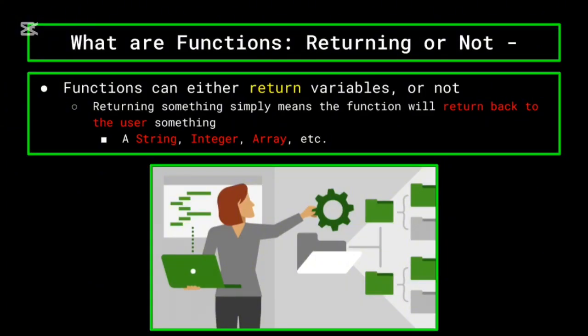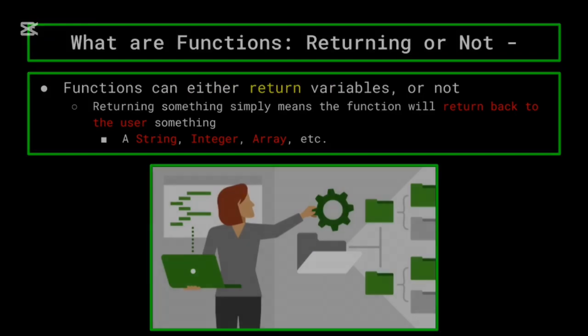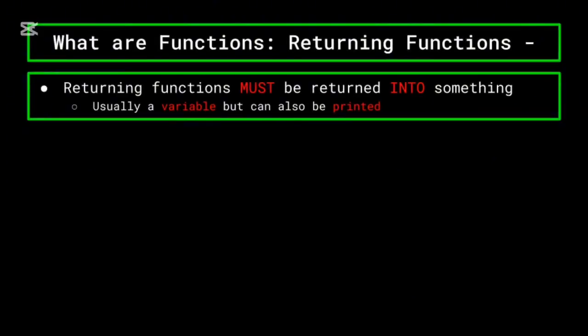Functions are able to return values back to the user, whether they be in the form of string variables, integer variables, or even arrays. Now the thing to note about returning variables is that calling the function alone won't do anything. You have to return the value into something or print it out.